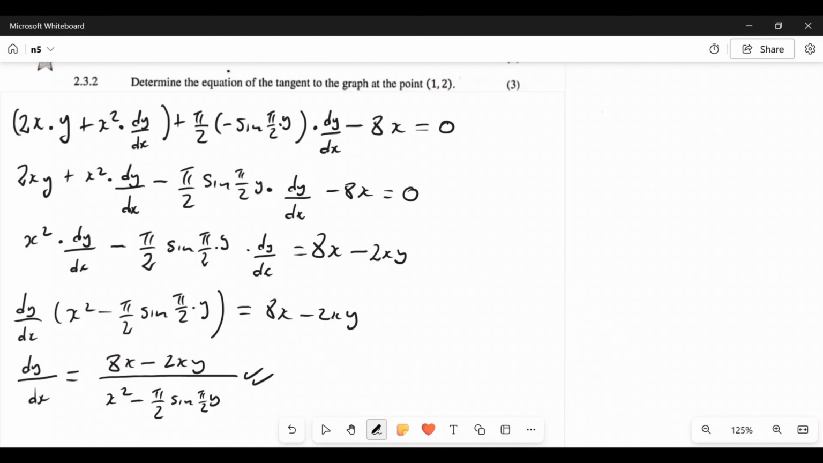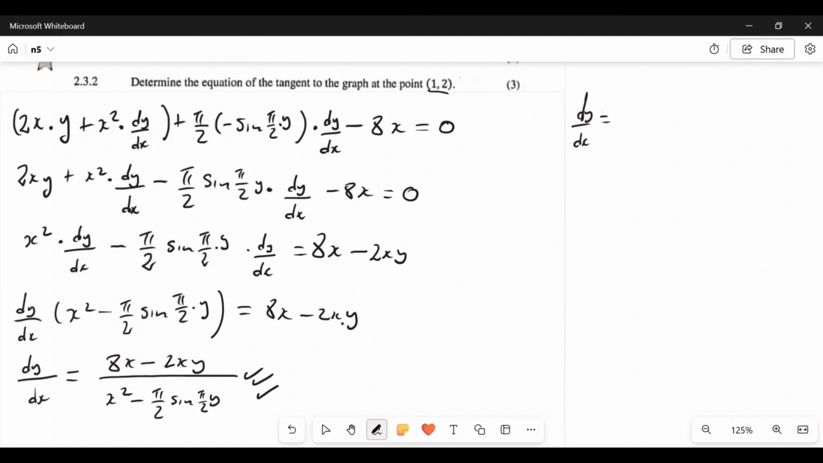So let's read the question. The question goes like this: determine the equation of the tangent of the graph at the point where x is 1, y is 2. So guys, what we have to do here is to substitute our values into the expression that we got. I'm going to do it here on top where we have dy over dx. Wherever there is y and x, we're going to substitute with these values that we have.